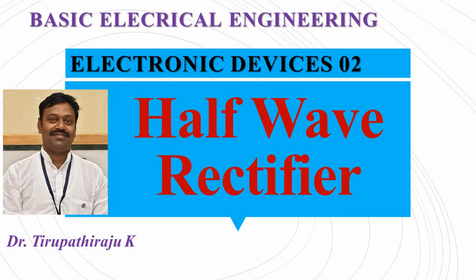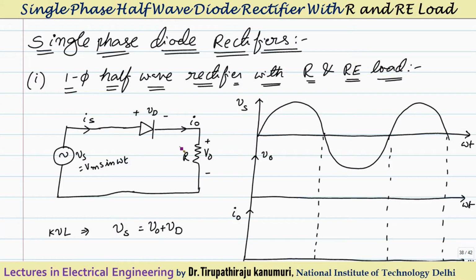Hi all, today we are going to discuss single phase half wave diode rectifier with R load and RE load. So let us start with the R load because it is the easiest to analyze. So I am taking a supply AC voltage which is given by Vs equal to V maximum sin omega t, which is connected through a half wave diode rectifier to the R load.